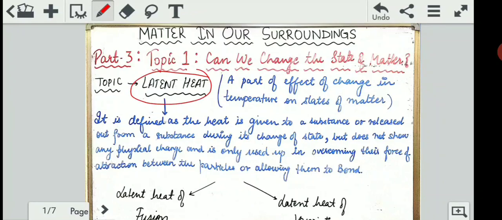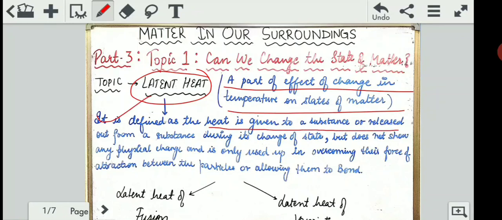Now you might have heard about this latent heat, but it is a very complicated thing in which children get confused. I want this to be crystal clear in your head, so please listen very carefully. This is a part of the topic, the effect of change of temperature on states of matter. So latent heat is a very important part of that. It is defined as the heat that is given to a substance or released out from a substance during its change of state.